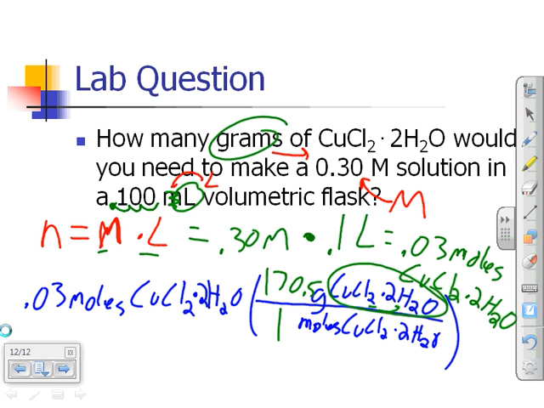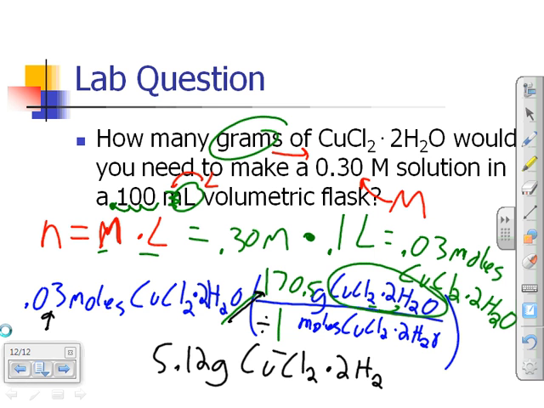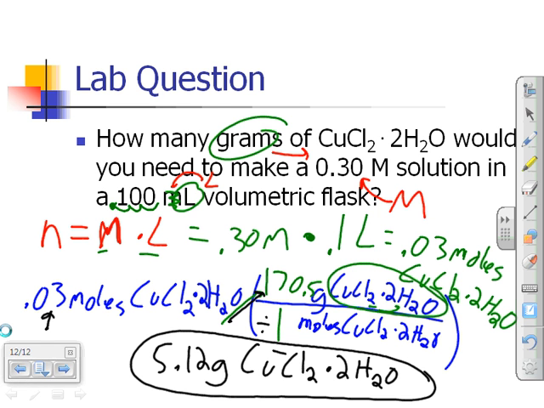Doing the calculations, 0.03 times our 170.5 divided by 1, and we will end up with 5.12 grams of CuCl2·2H2O for our final answer. A lot of calculations going on here. Make sure to know how to do these. I've done a couple of examples of each type for you.